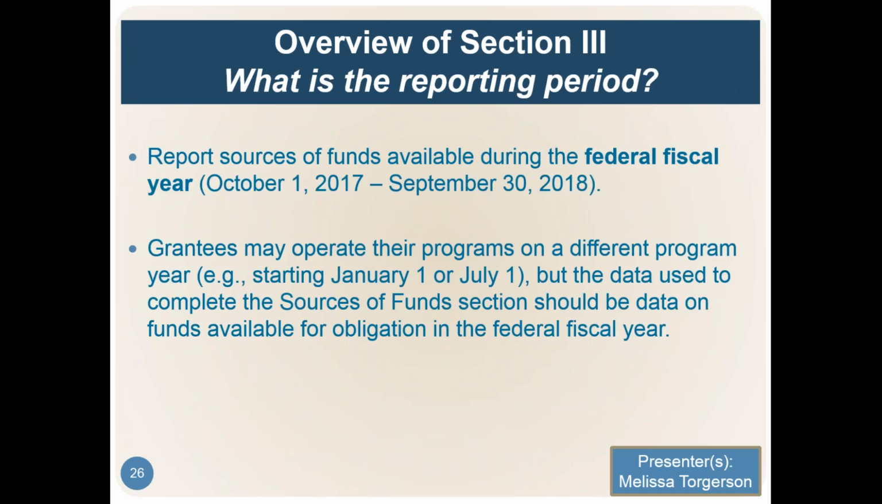We want sources of funds available during the federal fiscal year. So that's October 1, 2017 through September 30th, 2018. We understand that many of you operate your programs on a different program year, starting in January or July. But what we're focused on is the money that came into your program during FY 2018, which is those particular dates. And so we understand that expenditures are going to be a little different for you, and the way you track funds are different, but we're looking for funds that were awarded for FY 2018.